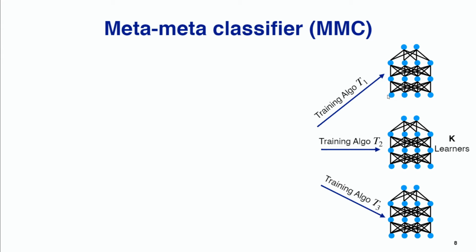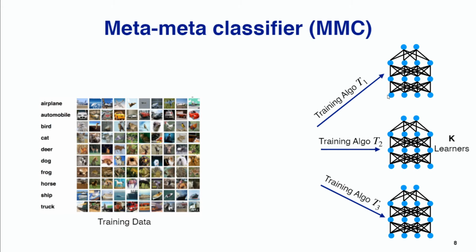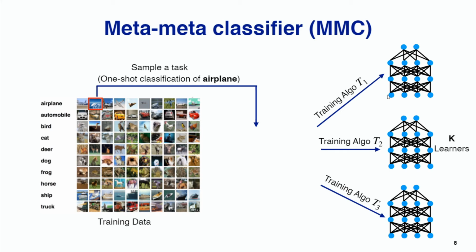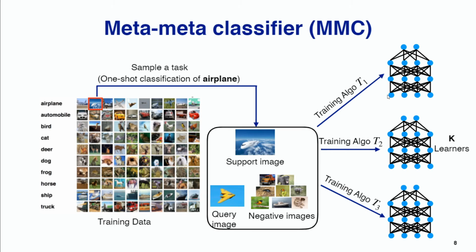We can show an example with 3 learners. Each of them has a training algorithm of its own. Then we have the training data of different categories. One sample task is one-shot classification of airplane. So the support image will be one image of an airplane. The query images will be different airplane examples and other negative examples.